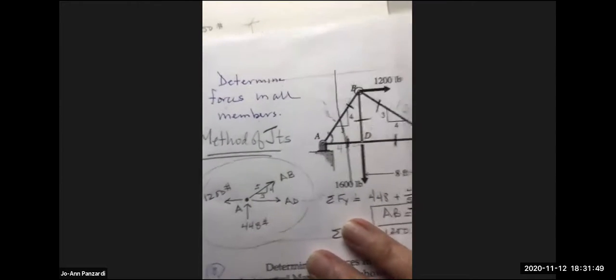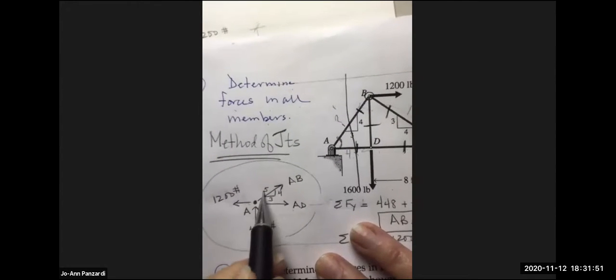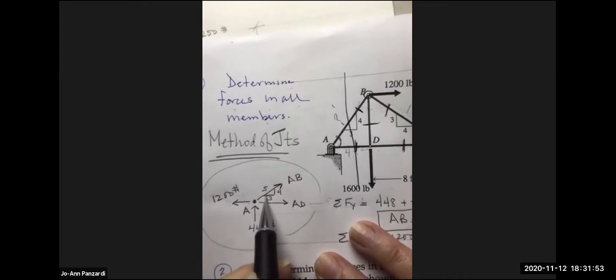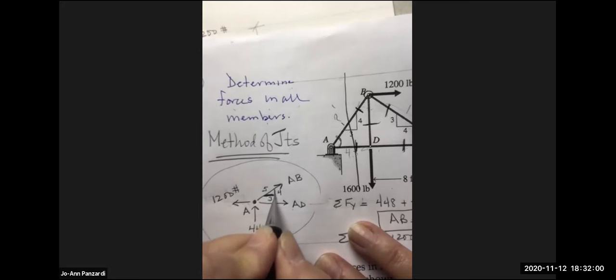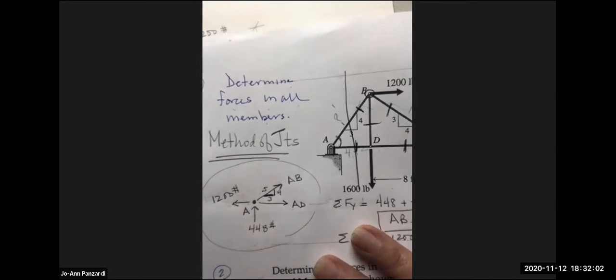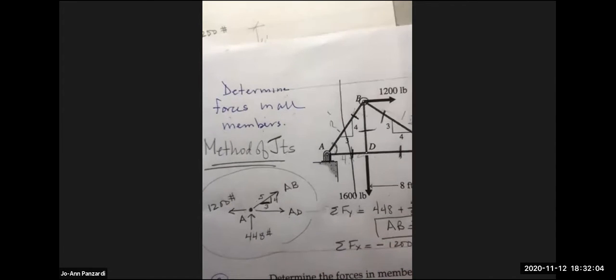So take a look at this, you guys. You've got to remind yourself: 3, 4, 5. If I want the X component, I've got to use the 3 over the 5. If I want the Y component, I'm using the 4 over the 5. You knew that already, but you're going to be doing it so much now.